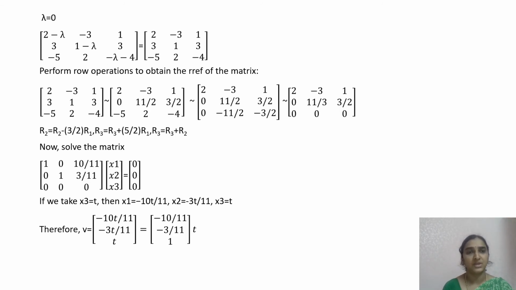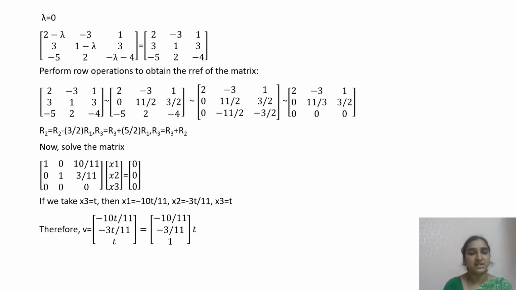Now let us find the eigenvector for the eigenvalue lambda = 0. Consider the matrix [2 - lambda, -3, 1; 3, 1 - lambda, 3; -5, 2, -4 - lambda]. Substitute lambda = 0. We get the resultant matrix [2, -3, 1; 3, 1, 3; -5, 2, -4]. Perform row operations to obtain the row reduced echelon form of the matrix.